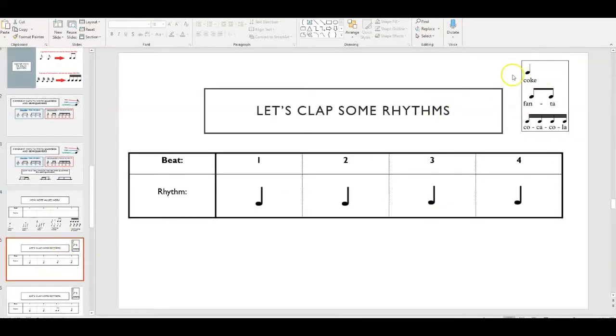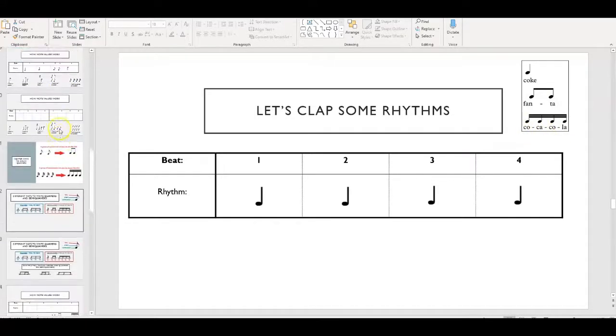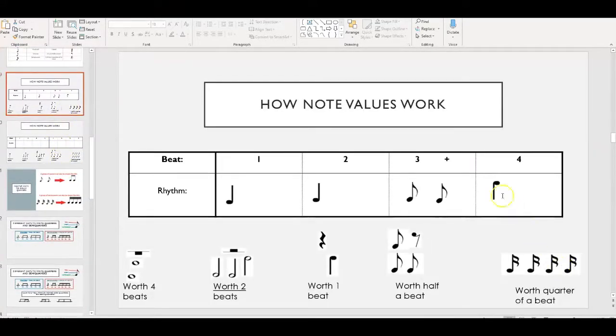You can see over here, I've got Coke for all these crotchets. And for any quavers, I like to use the word Fanta, Fanta, Fanta. And for any semiquavers, I like to use Coca-Cola. So let's use that a bit just to make it a bit easier. And I'll put a group of Coca-Colas in that last bar. So 1, 2, 3, 4. 1, 2, Fanta, Coca-Cola. Okay, cool.